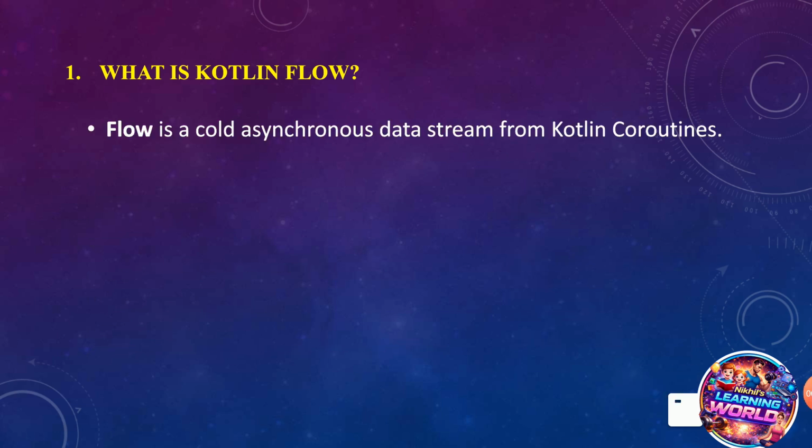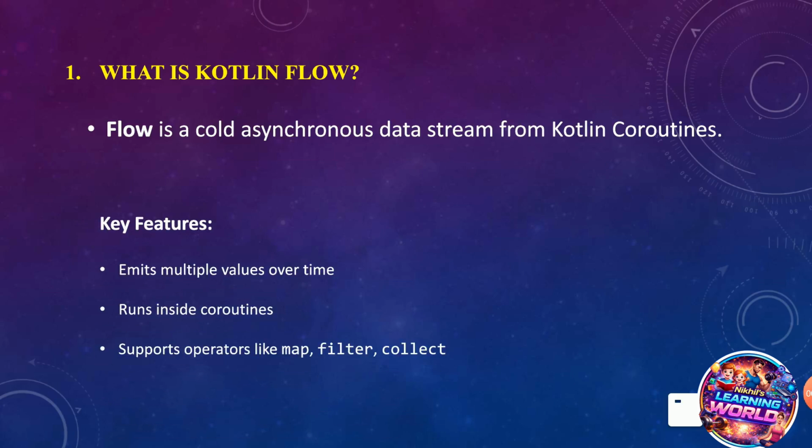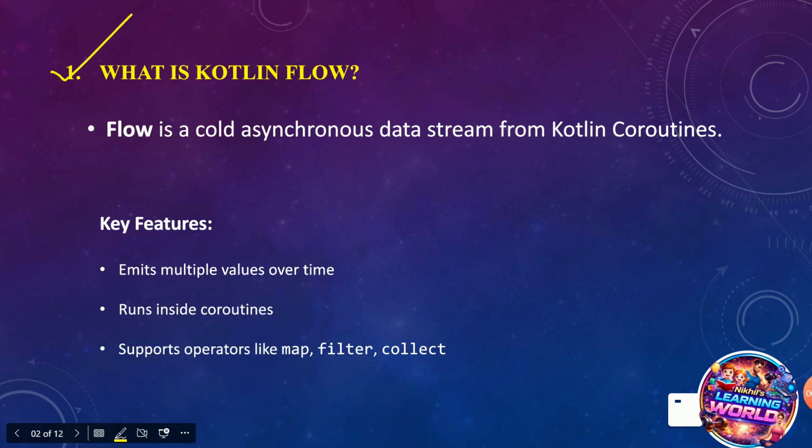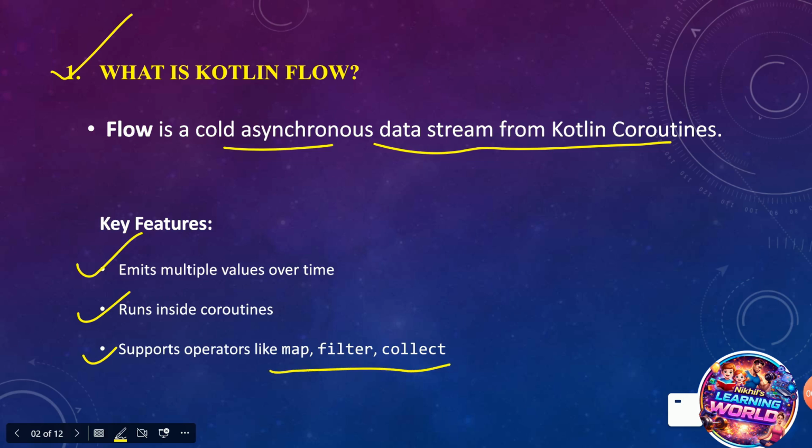So what is Kotlin flow? Flow is called an asynchronous data stream from Kotlin Coroutines. Flow is nothing but emitting data one by one or step by step. It emits multiple values over time, and runs inside the coroutines. It supports operators like map, filter, collect, and you can see here an example, function simple flow. It returns Flow of Int, and flow, for loop i in 1 to 3, that is a range.